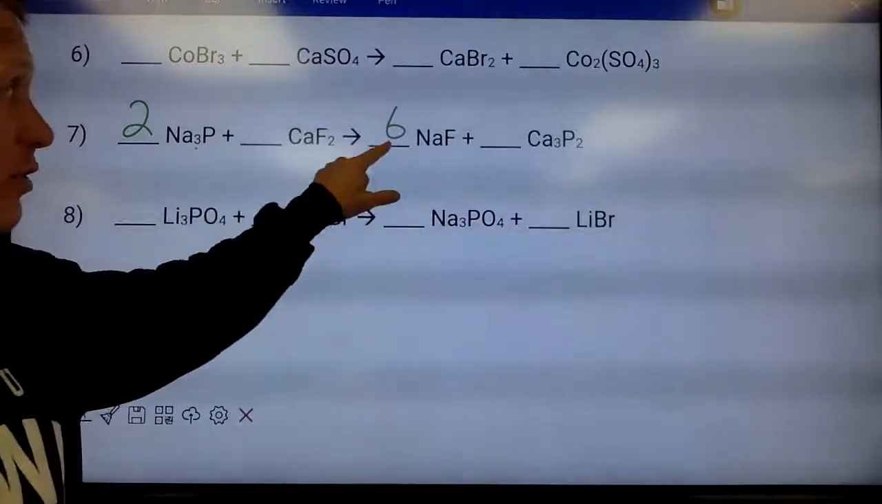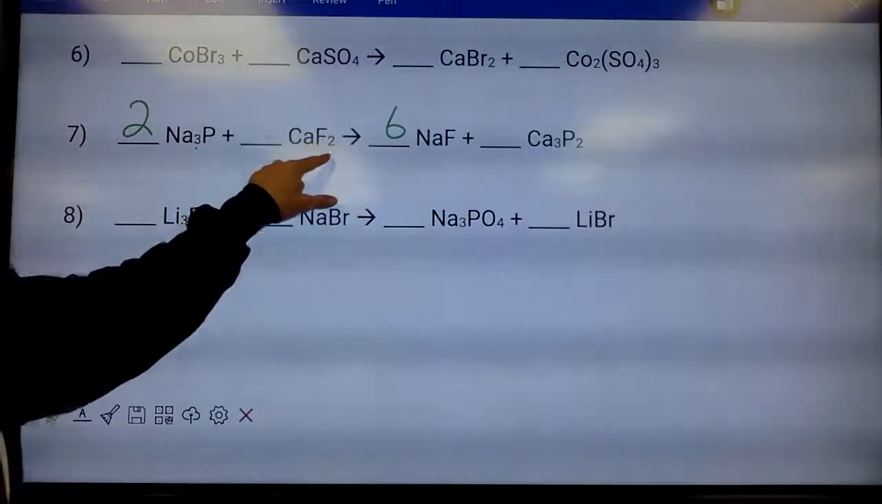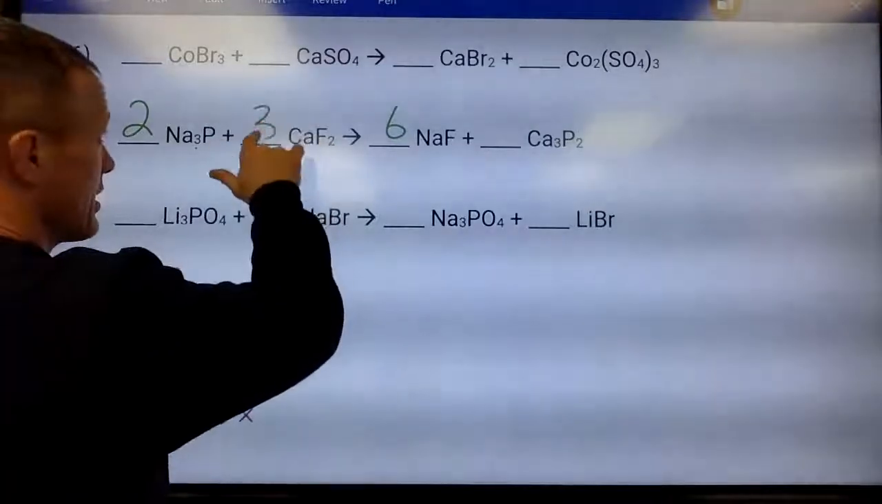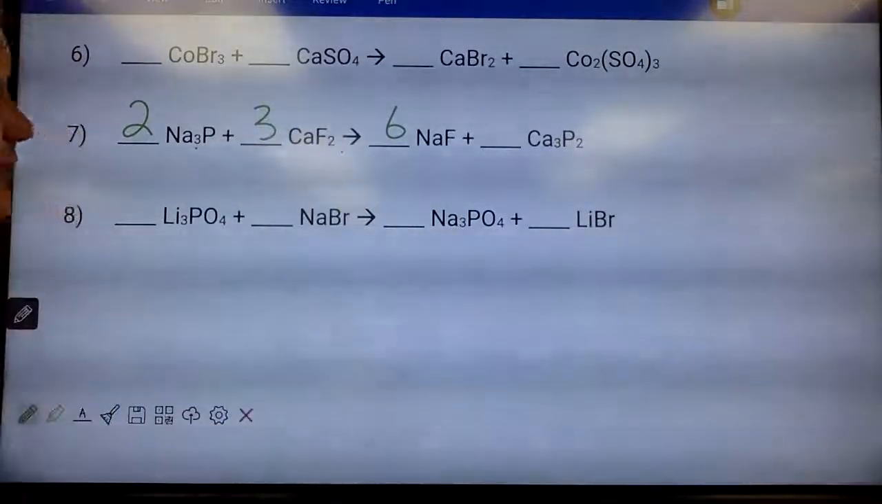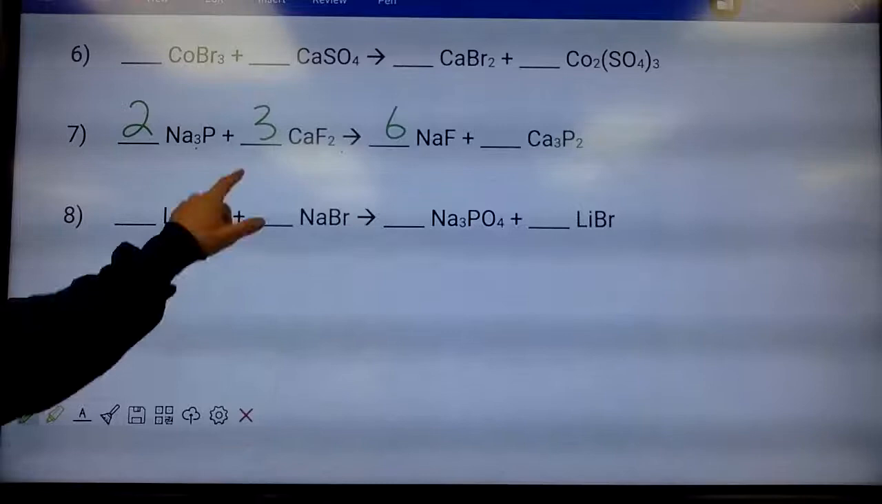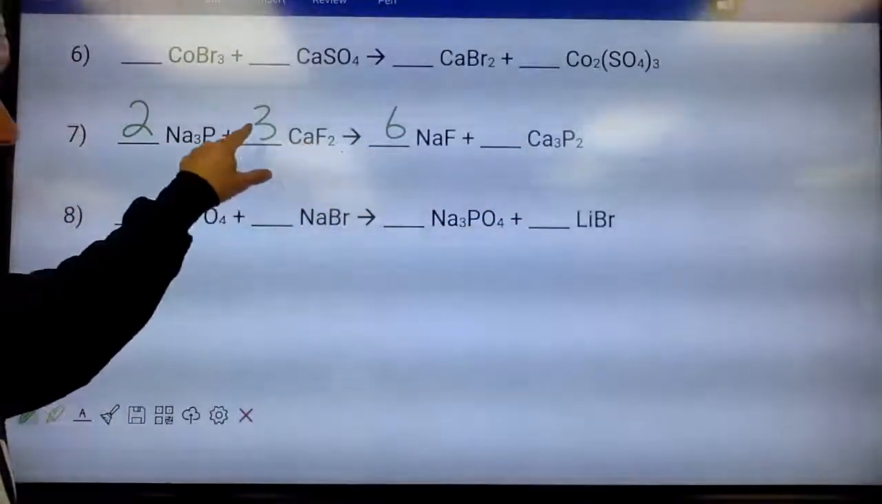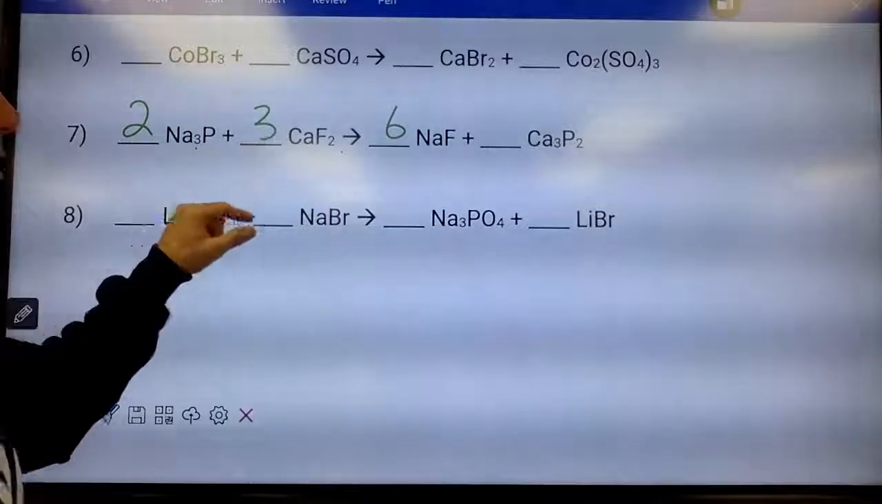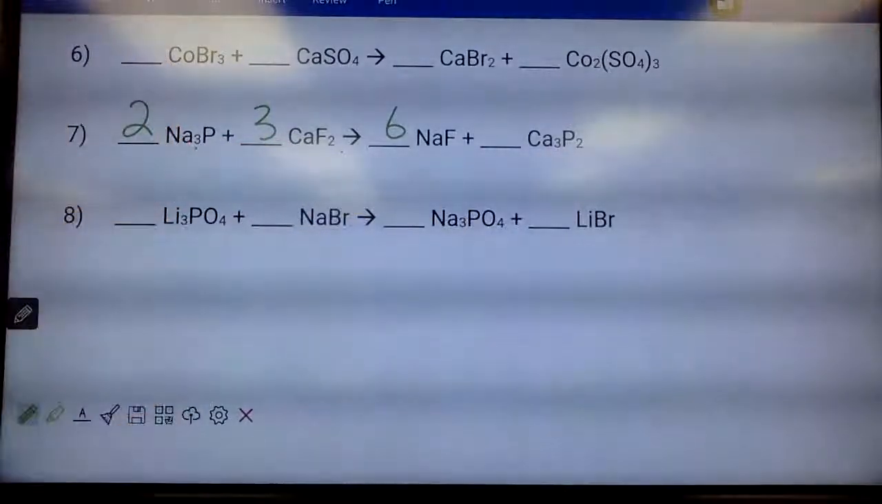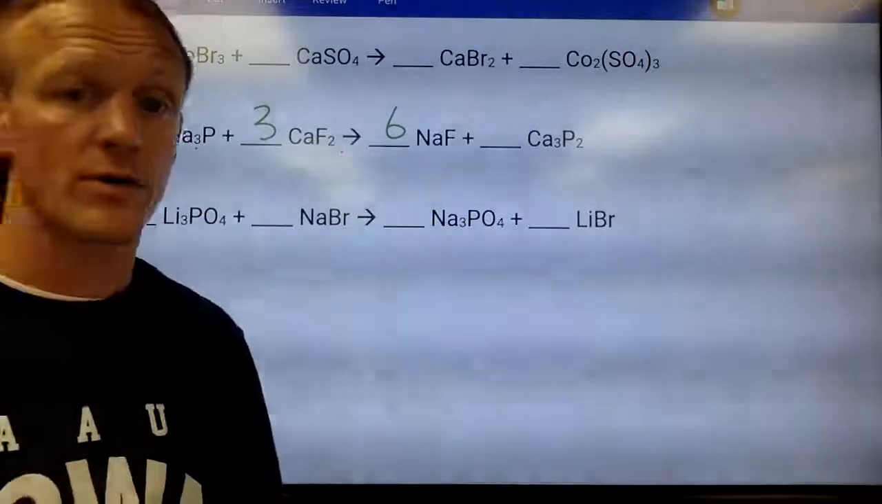That gives me 6 fluorines, and right there is only 2 fluorines. So I need to triple this to get to 6 fluorines. 3 calciums. 3 calciums there, the 3 out in front. 2 Ps, 2 Ps. I think we are good. Okay, we are good right there.